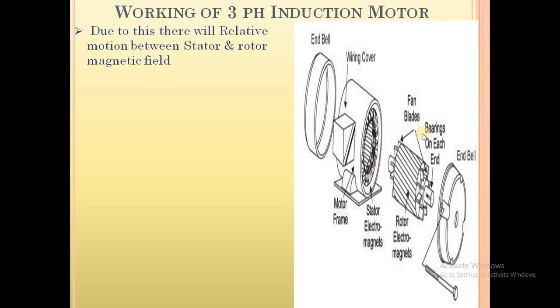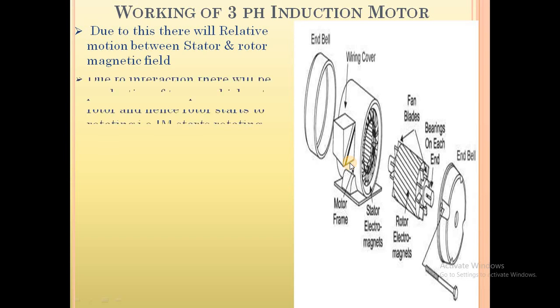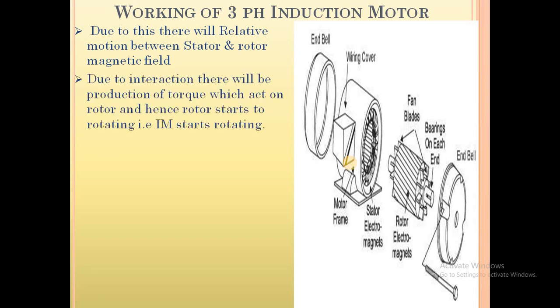So due to this, there is relative motion between the stator magnetic field and the rotor magnetic field, meaning the rotor magnetic field cannot catch the stator magnetic field. If it did, there would be no torque production and the rotor would be in standstill condition. Hence, because of the relative motion between the stator magnetic field and rotor magnetic field, torque is produced and the rotor starts rotating. So in this way, our induction motor starts to run when we give supply.